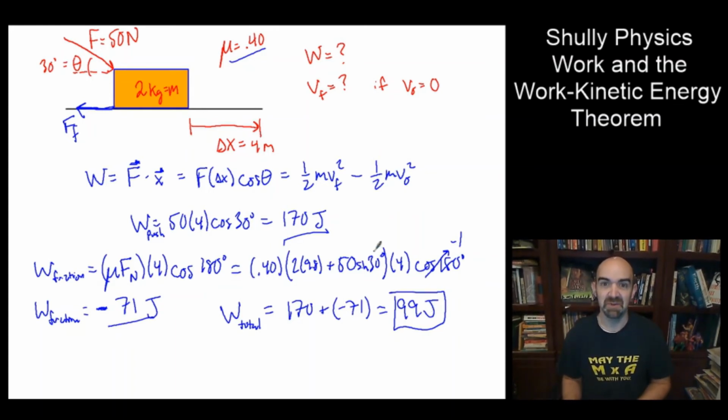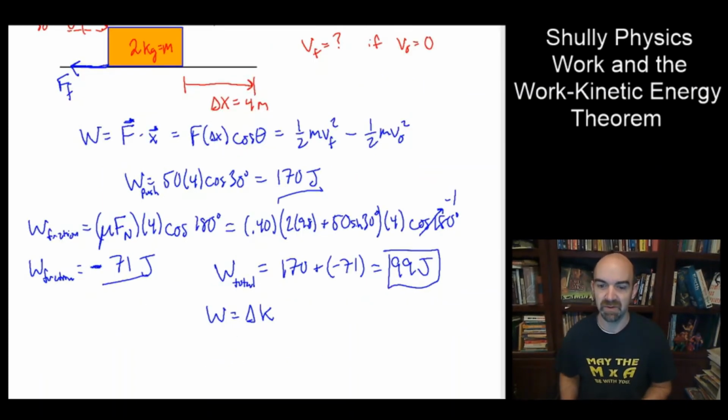That's it. The total work is 99 joules. Now to finish this up, that 99 joules is equal to the kinetic energy. So work is equal to a change in kinetic energy, and that's the piece we're going to finish this up on. 99 equals 1/2 m v final squared.